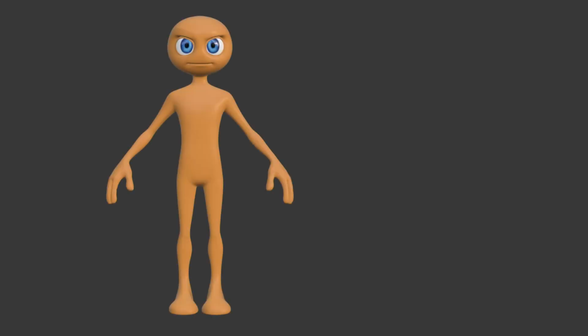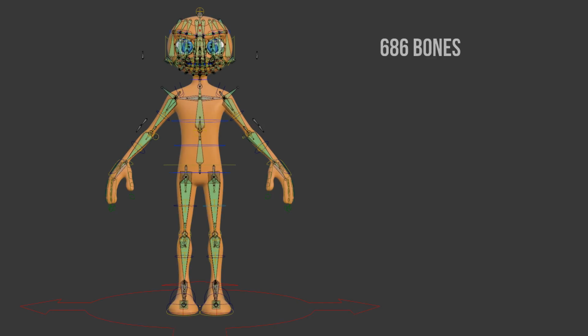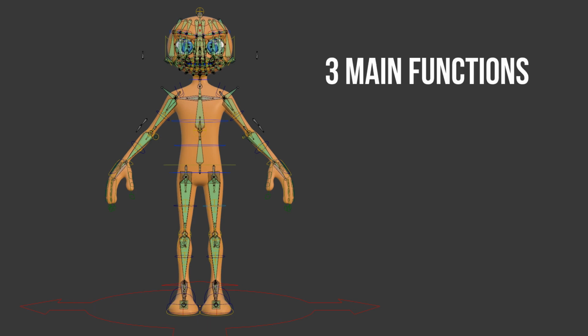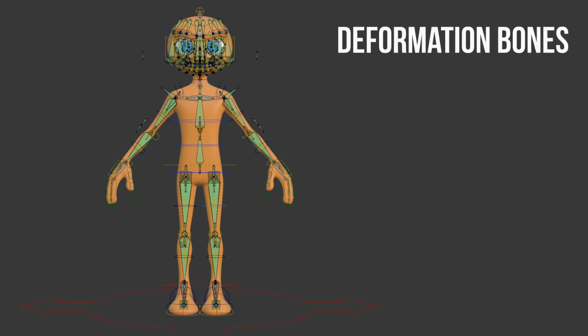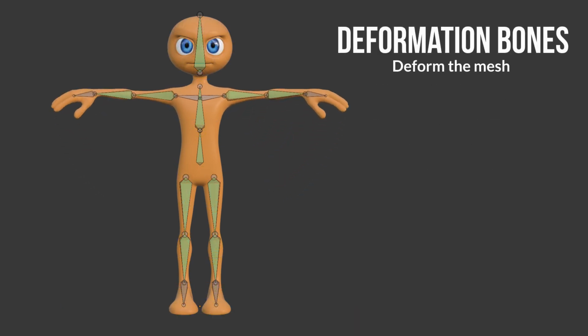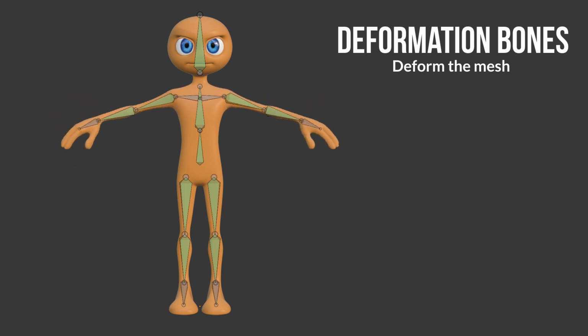First off, you might look at a rig that has lots of bones and be really confused. But really, in all of these bones, and in any rig in fact, there are only three main functions that any bone will have. There will be deformation bones, control bones, and mechanism bones. The deformation bones are the ones that actually deform the mesh. They do all the bending and the twisting.